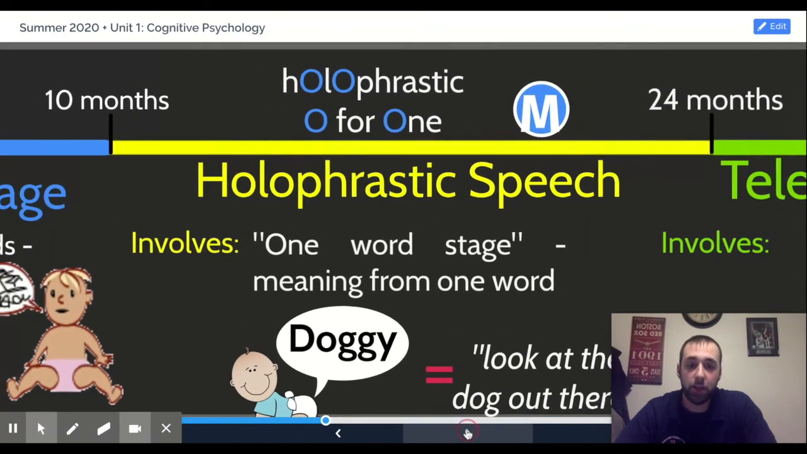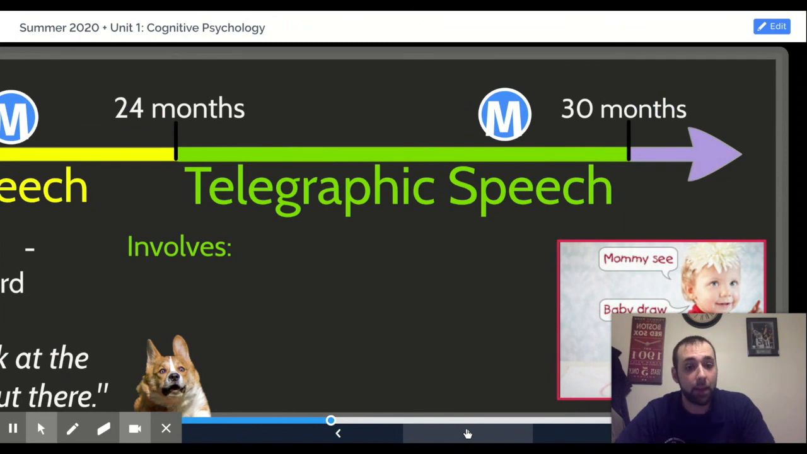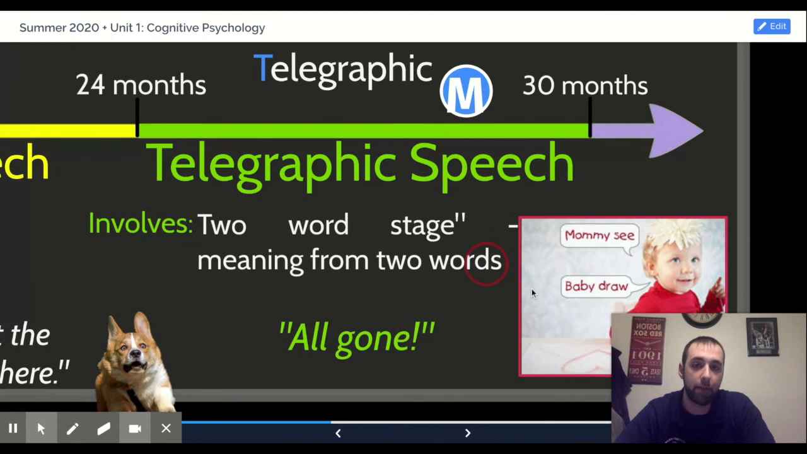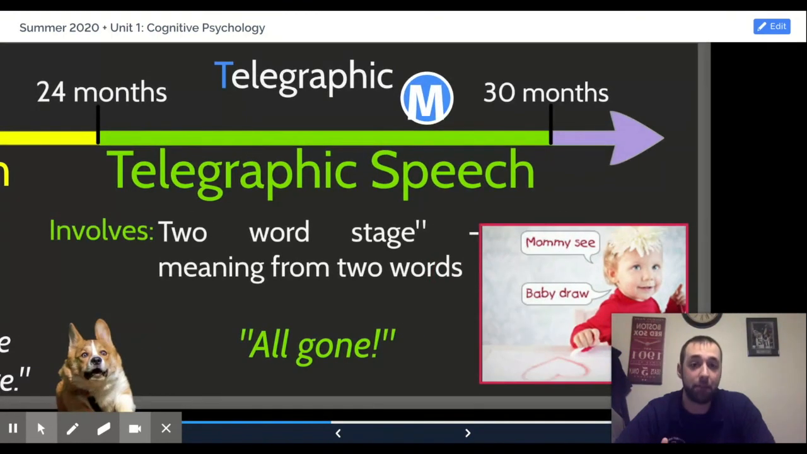Around 2 years, though, a shift occurs, and this is the furthest to the right and the very last box in this essential task. When a child reaches 2 years to about 2.5, they exhibit what's called telegraphic speech, or the telegraphic stage, sometimes called the two-word stage, and it is precisely what you think. Children at this point can group words together, making very simple statements, but they convey quite a bit more meaning than just doggy. Instead, they can say things like, where doggy, or doggy TV, or they can say things like all gone, or mommy see, baby draw, as the picture to the right illustrates.